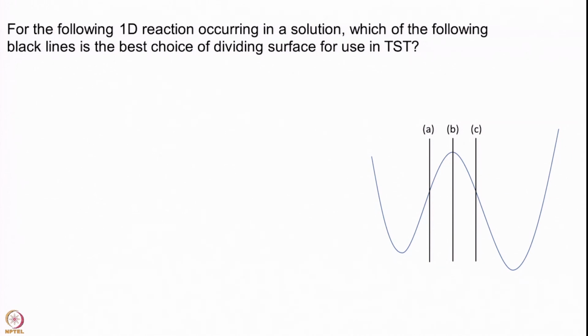Okay. This is a conceptual question. For the following one dimensional surface, I really like one dimensional surfaces, in solution at some temperature T, where should I draw the transition state? Which is the best line representing the transition state? Is it A, if I draw it here and do my transition state theory with this dividing surface? Should I draw it at B and do my transition state theory with this dividing surface, or should I do my transition state theory with the C dividing surface? So, take a pause, think about it, and come up with your own answer.